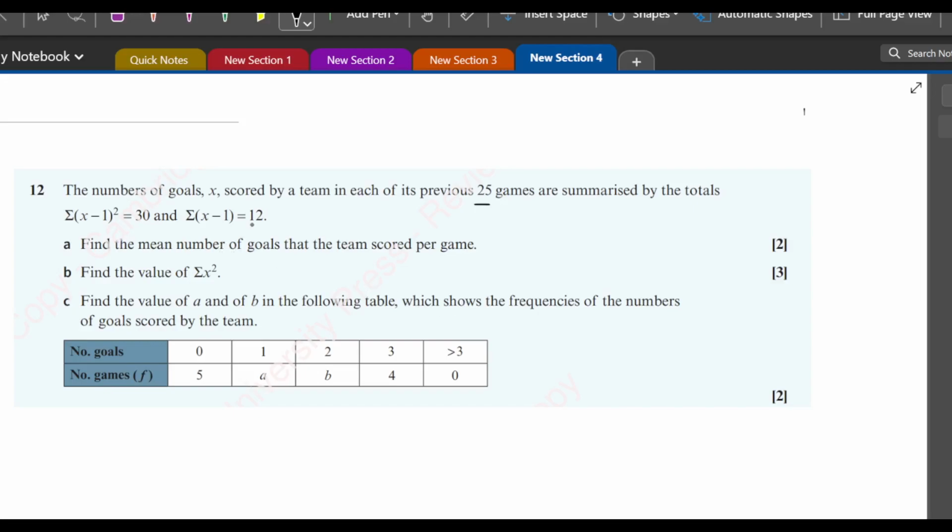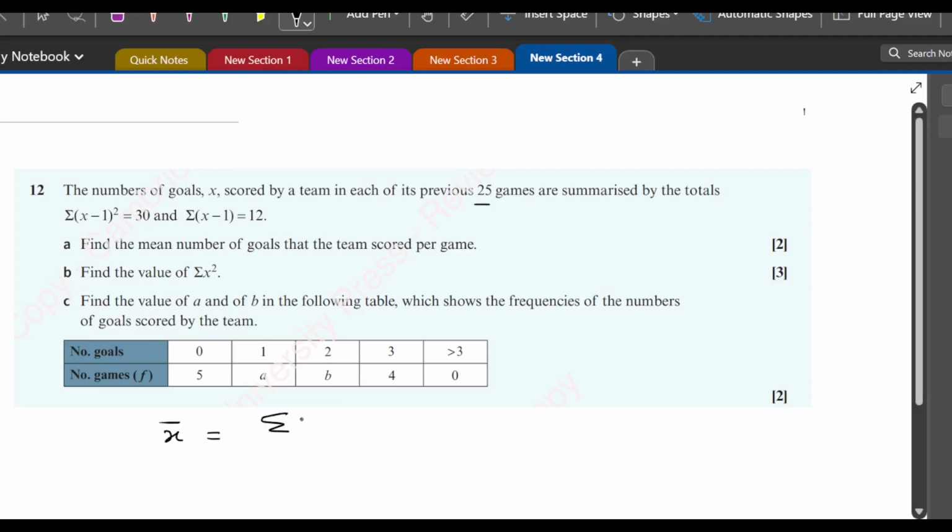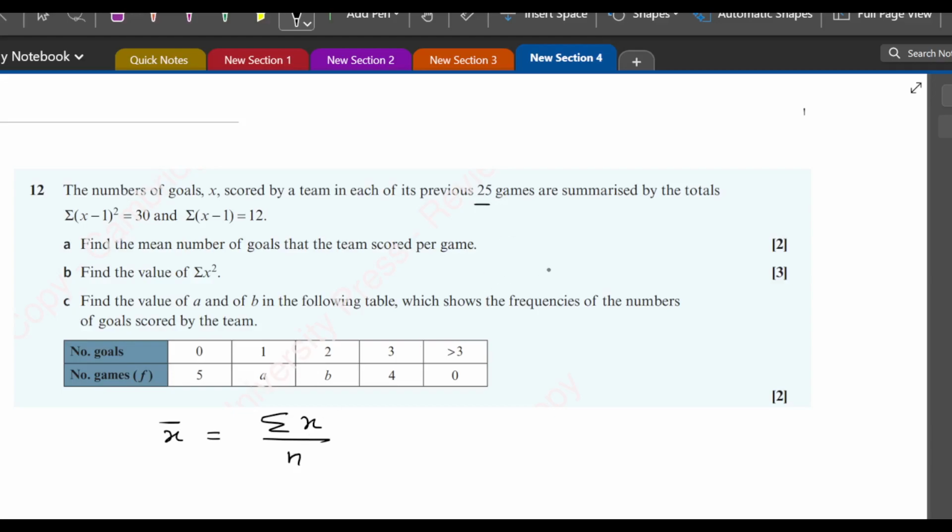Okay, so now here mean. The basic formula to get mean is x bar equals summation of x divided by n, where n is the number of games. Here in this case, it's 25. But here instead of x, they have given summation of (x minus 1) is equal to 12. So let us understand how from this we will get the summation of x and hence we get the mean.